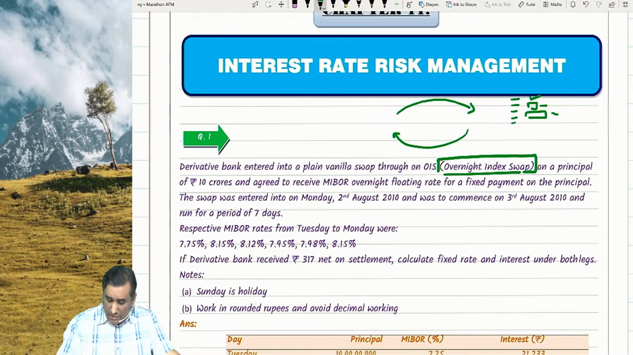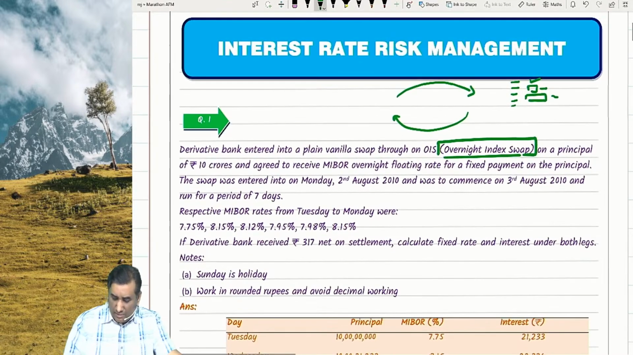So let's look at the question and understand the flow. It's a short term swap. One leg is fixed, the second is floating. MIBOR is compounded daily, and in case of a holiday, the previous day's MIBOR can be assumed for the next day.